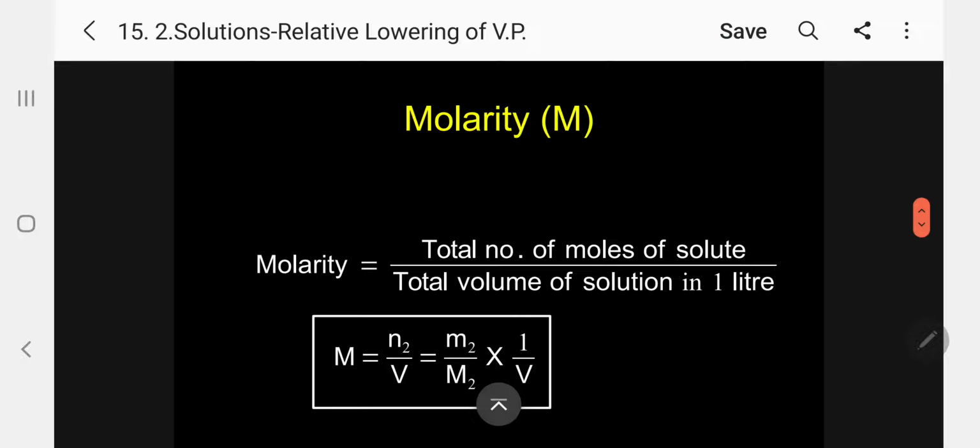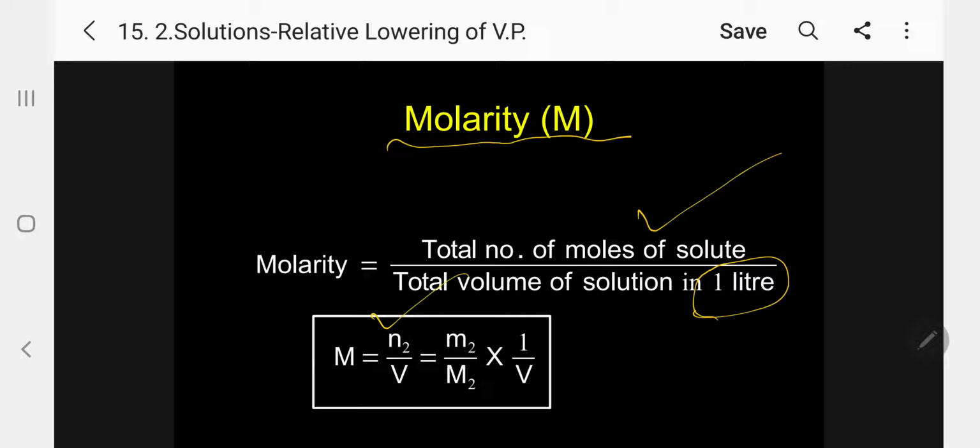Then next term, molarity, capital M. Molarity equals total number of moles of solute present in 1 liter of solution. See the difference? Molality is per 1 kilogram of solvent. Here, 1 liter of solution. See the difference. So mathematically, N2 is the number of moles of solute, V is the volume of solution. As usual, what is N2? m2 by capital M2. That is N2, into 1 by V. So this will give the molarity.